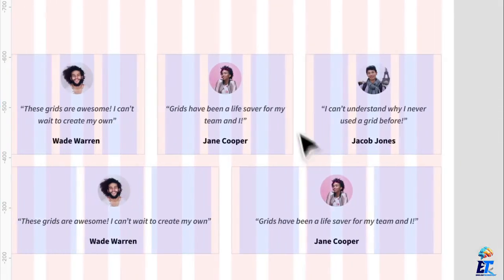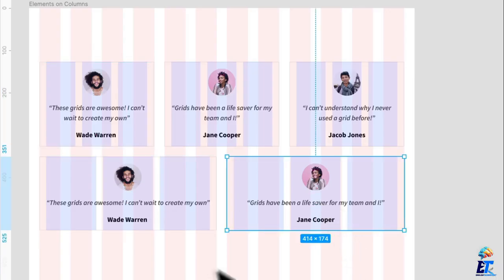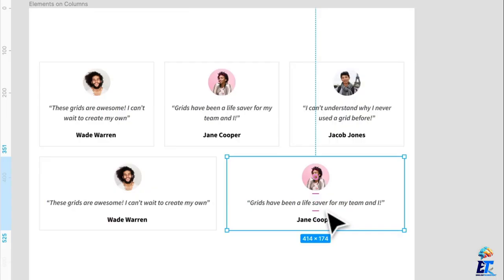And like I mentioned before, sitting on a grid, these 3 elements are going to be on 4 columns each, and these 2 are in half. And there is that sense of rhythm and uniformity.